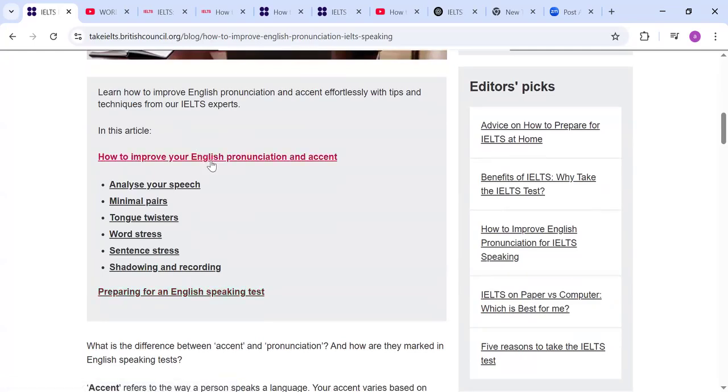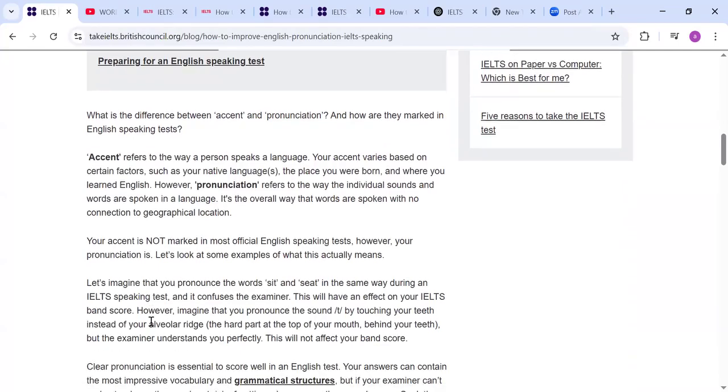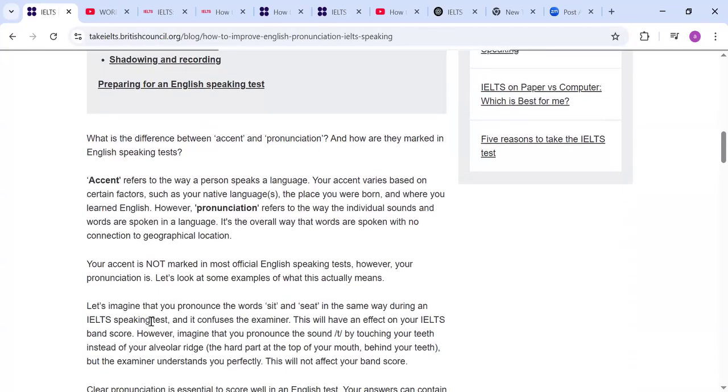How to improve your English pronunciation and accent. There are different ways, like analyzing your speech, minimal pairs, tongue twisters, word stress, sentence stress, shadowing, and recording. Okay, so we will see each category one by one.